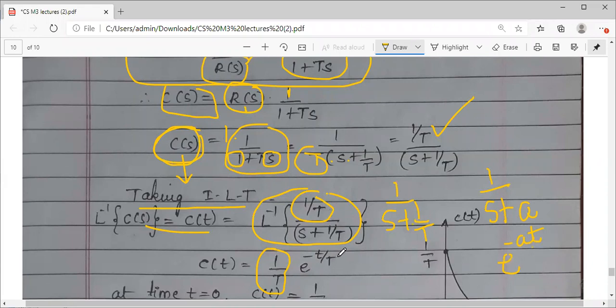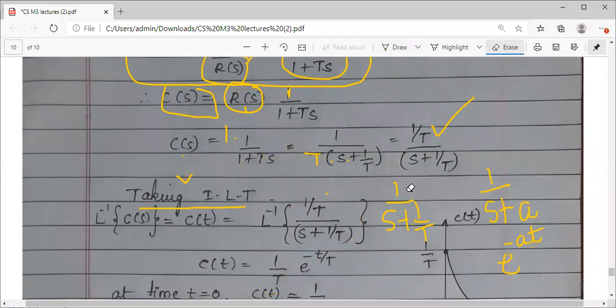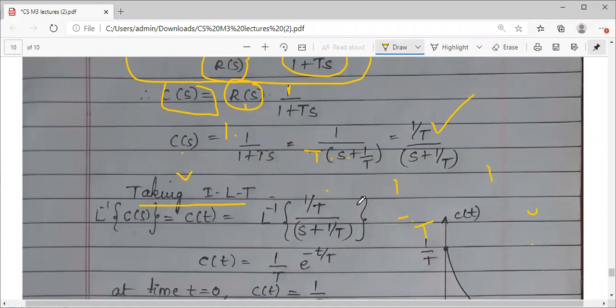So a is 1 by t. So this is your final output. That is a response, impulse response. I think these type of signals you have already studied in case of convolution. That is how to find the impulse response of the system.